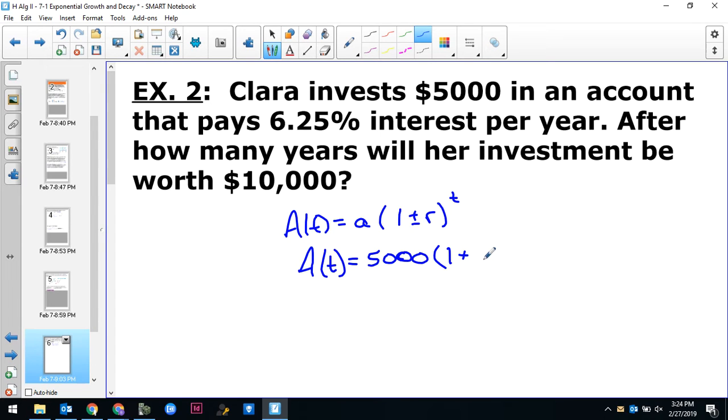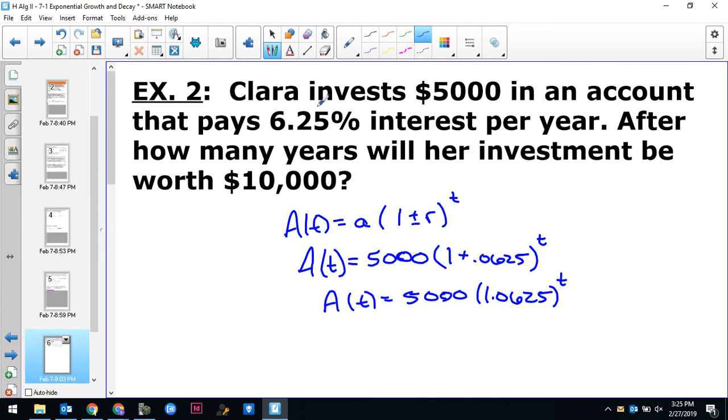So I'm going to plus 0.0625. Notice that I put that percent as a decimal, raised to the t power. So it's 1.0625. So there's our function. A of t is equal to $5,000 times 1.0625 raised to the t power. That's our function.